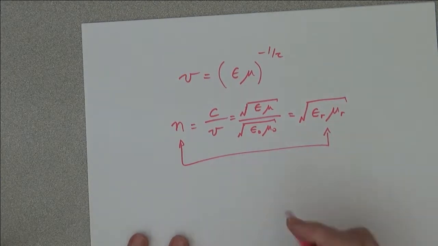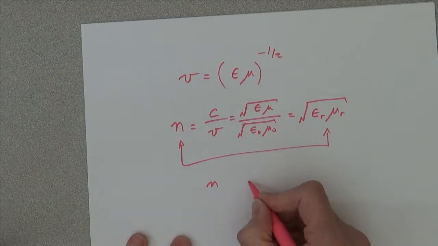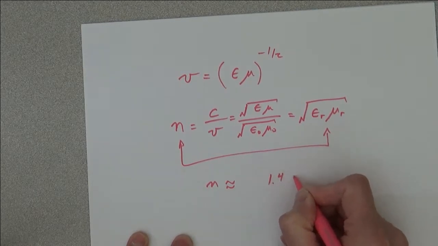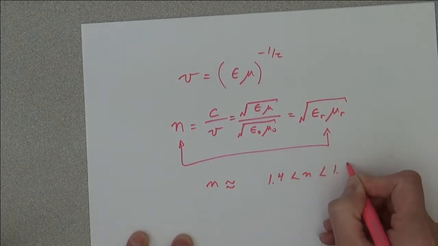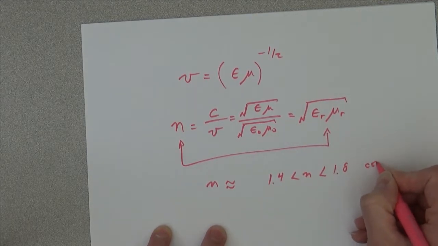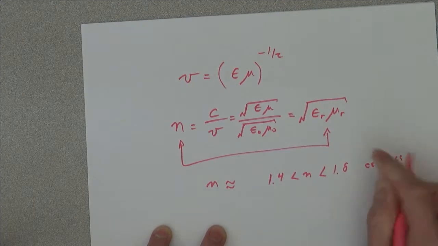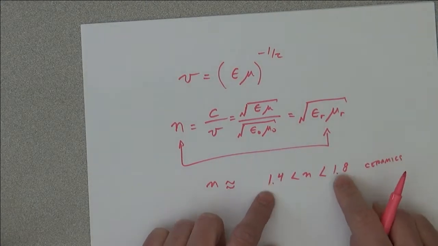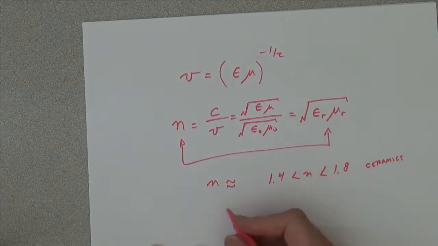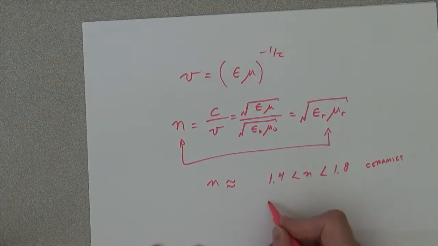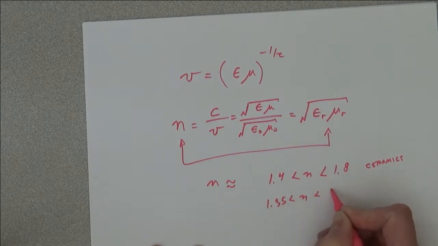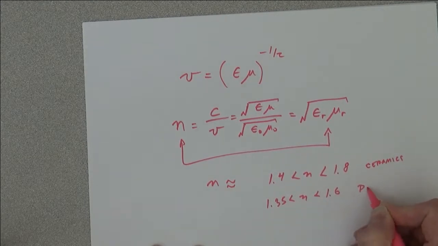And the typical range for n is going to be between, say, 1.4 and 1.8 for ceramics. Certainly, you can make advanced engineering materials which have specialized properties, possibly larger. And 1.35 to 1.6 for polymers.